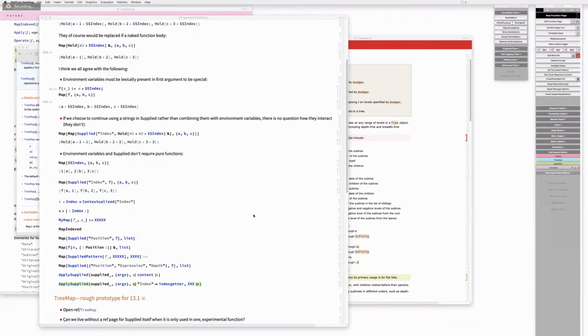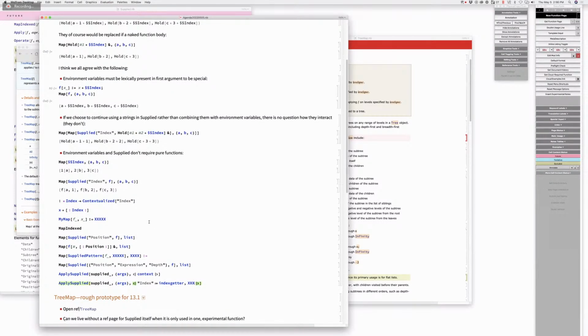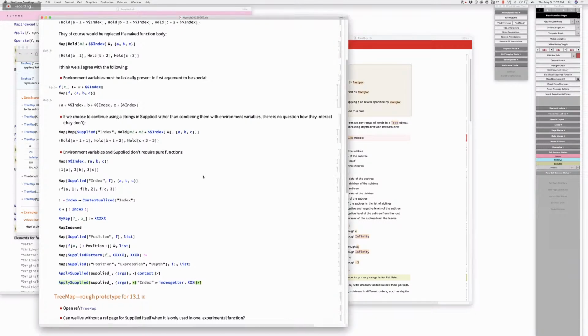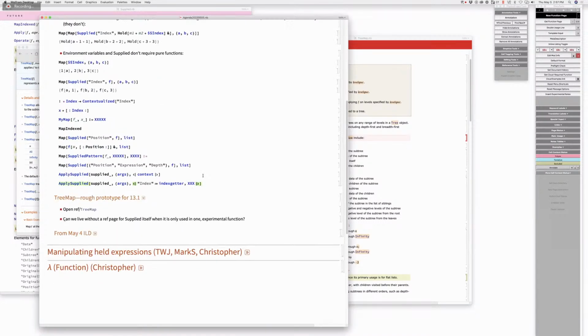All right. But that puts pressure on us to think through this contextualized variables thing. Are we fine with the actual strings being used? Things like level, negative level, level pair. I don't see why not. Okay.